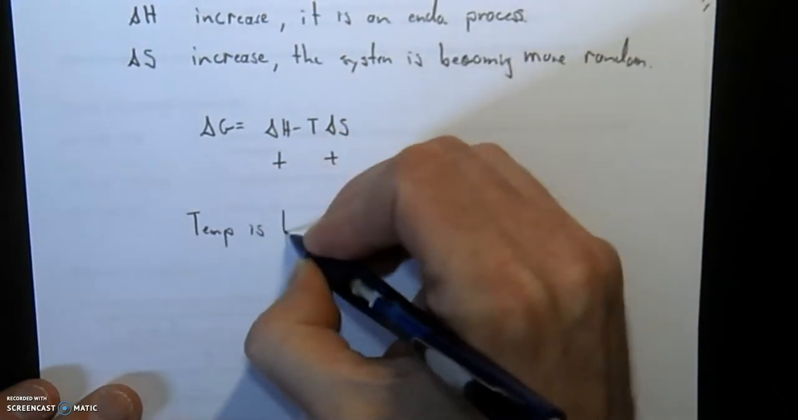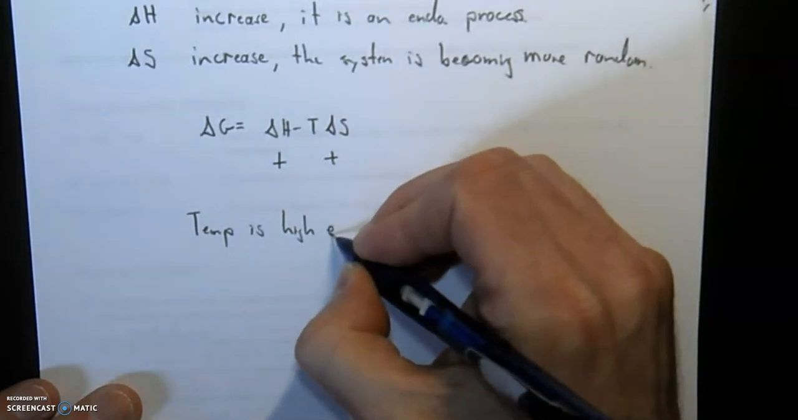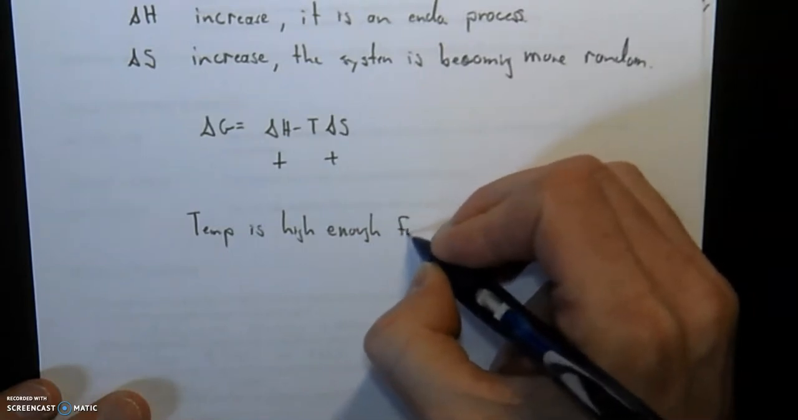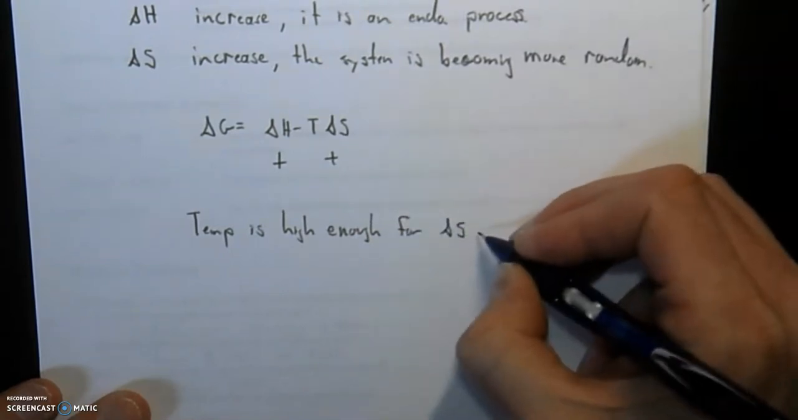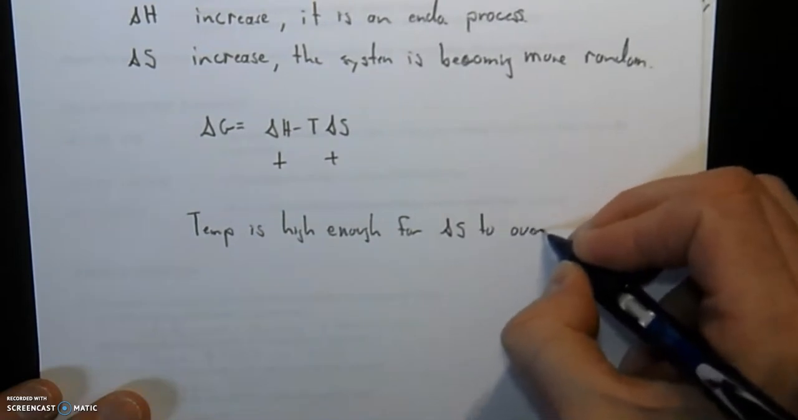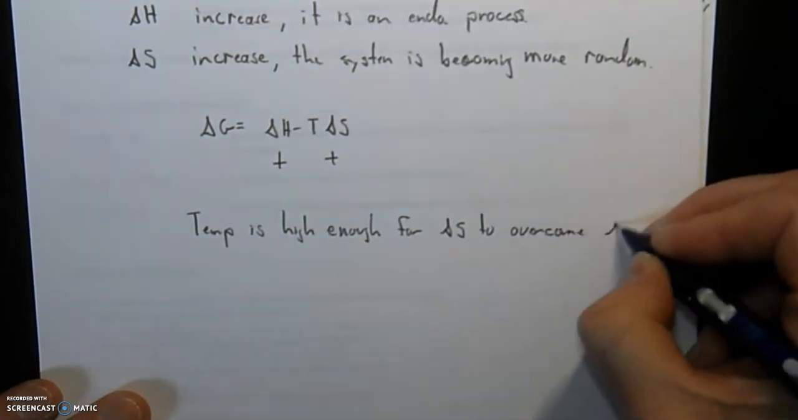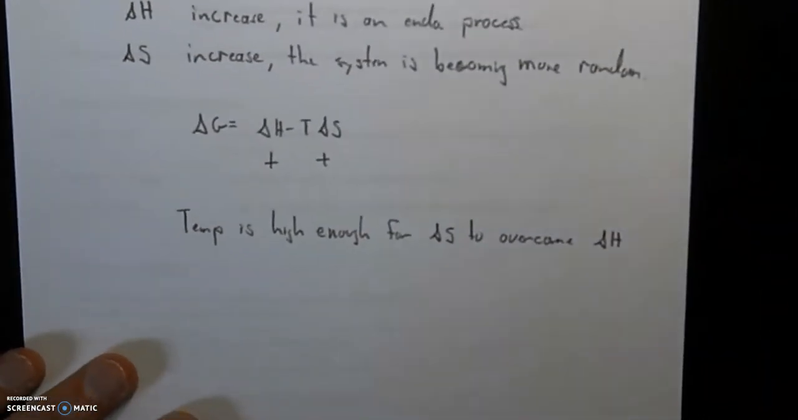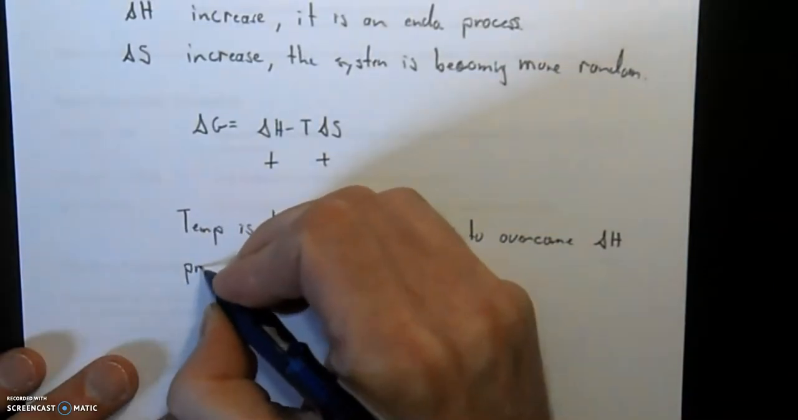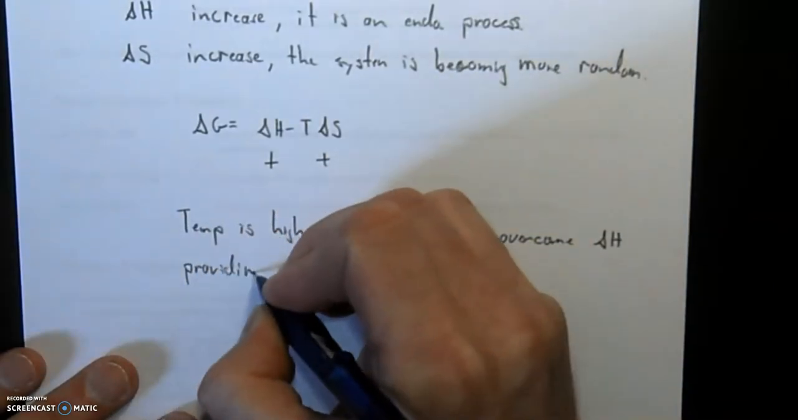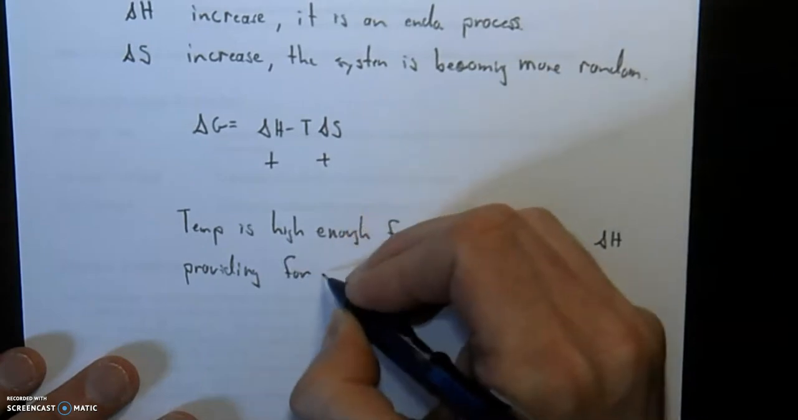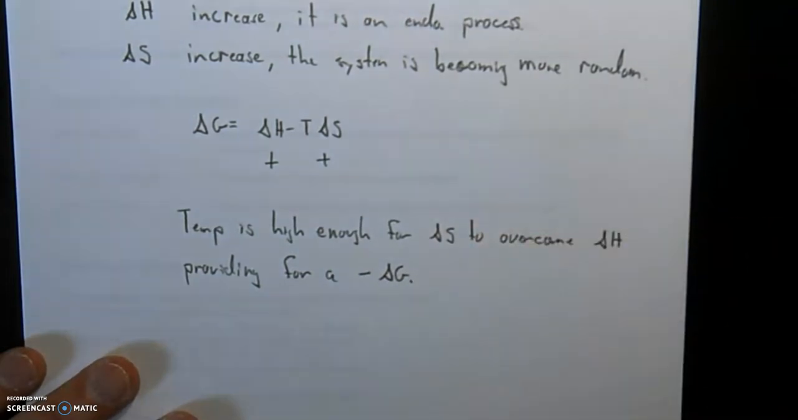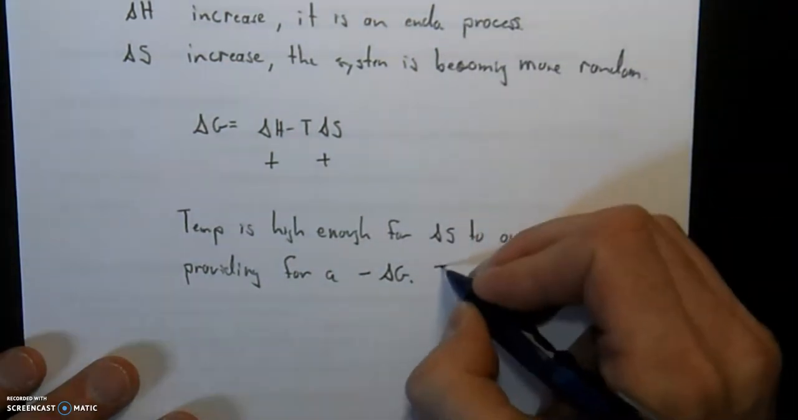Temp is high enough or large enough, and that is for delta S to overcome the delta H value, which is not working in the direction we need it to for this to be a spontaneous reaction. So it's providing for a negative delta G, because we know it is spontaneous. The ice does melt.